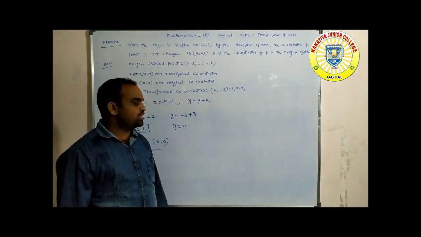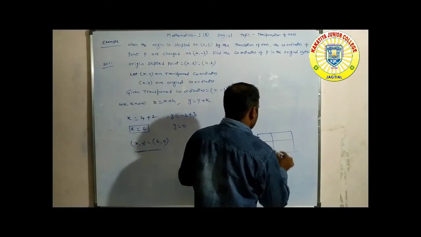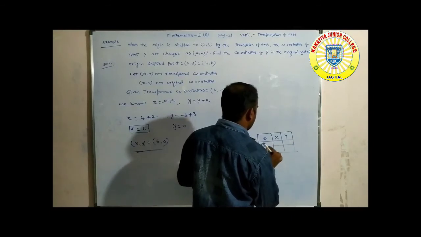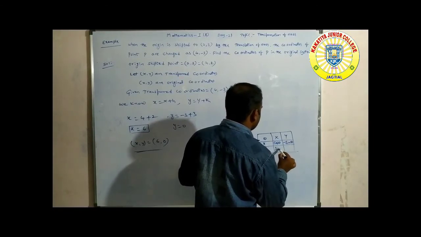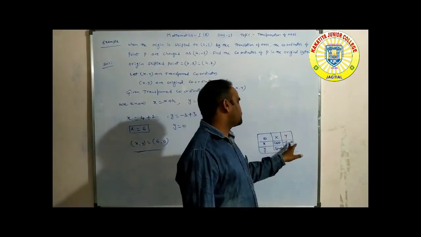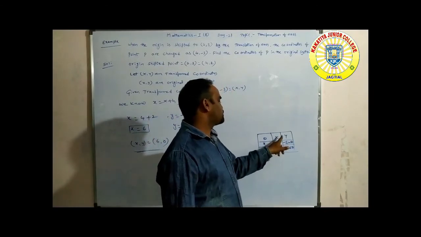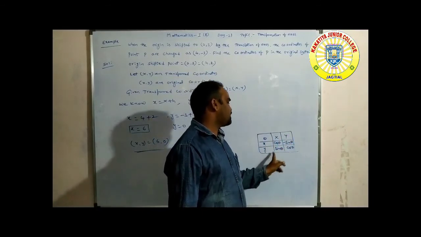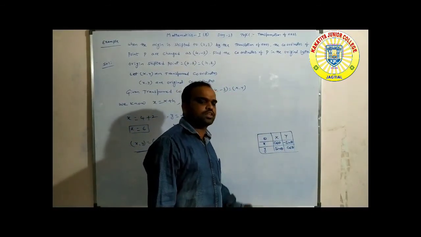So if rotation of axis is there, in that case we use the table. What is the rotation of axis table? Here theta, here capital X, capital Y, small x, small y. Here cos theta, minus sin theta, sin theta, cos theta. Small x is equal to capital X cos theta minus capital Y sin theta. Small y is equal to capital X sin theta plus capital Y cos theta. If we want capital X value, capital X is equal to x cos theta plus y sin theta. If we want capital Y value, minus x sin theta plus y cos theta. By using this relation, we can transform from one system to another system easily.